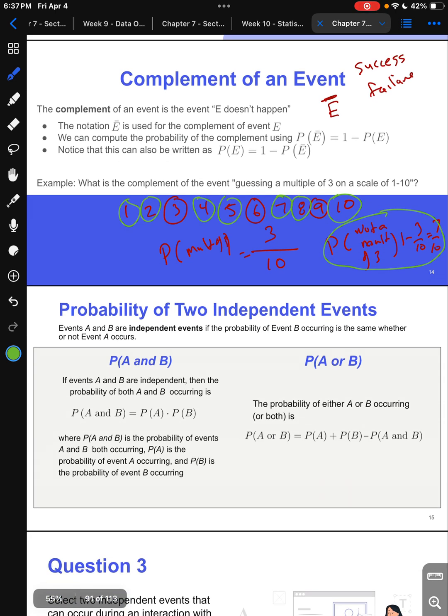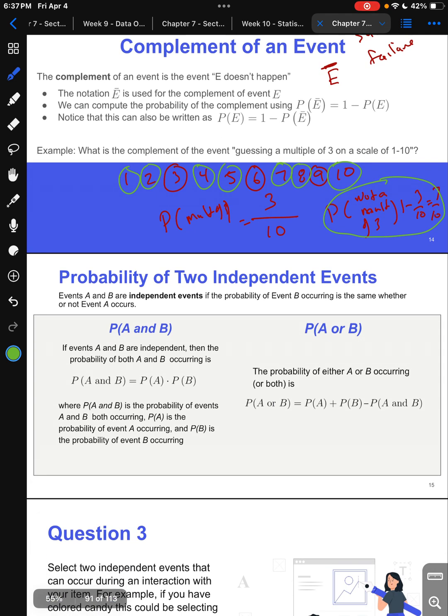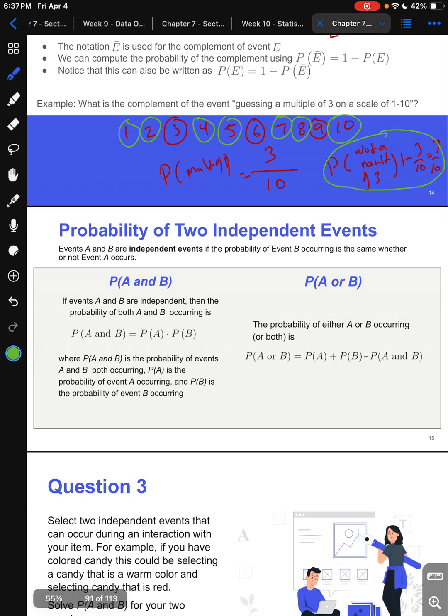Probability of two independent events. Events A and B are independent if the probability of B occurring is the same whether or not event A occurs. If events A and B are independent, then the probability of A and B occurring is equal to the probability of A times the probability of B.